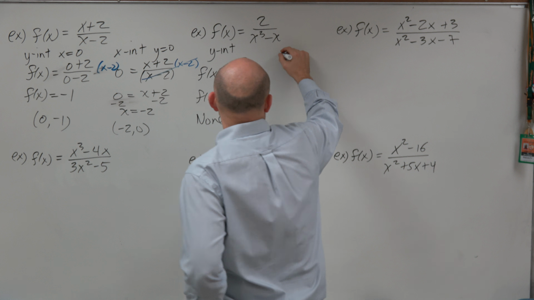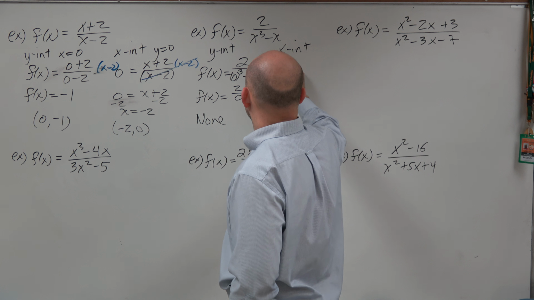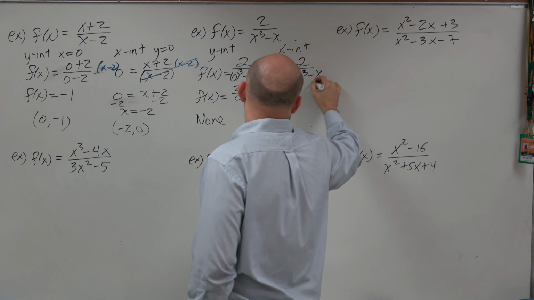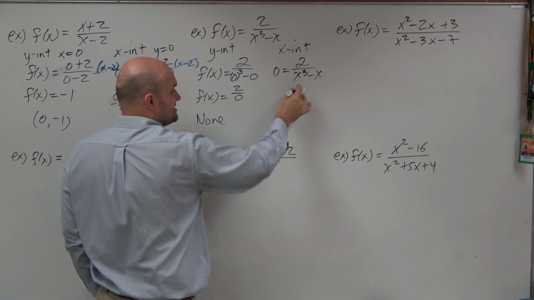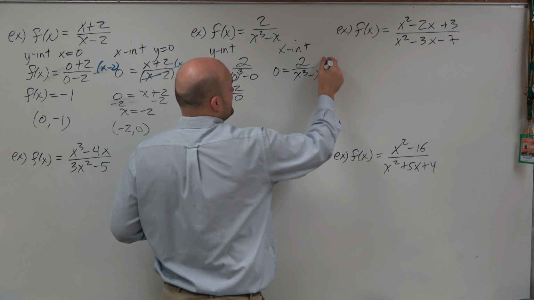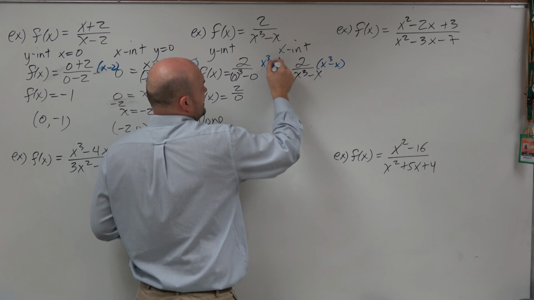Now, when we look for the x-intercept, again, we're going to be doing the same thing. We're going to set f of x equal to 0, and then again, we're going to solve for x. But again, we can't have x in the denominator. So I'm going to multiply by whatever's in my denominator, x cubed minus x, on both sides.